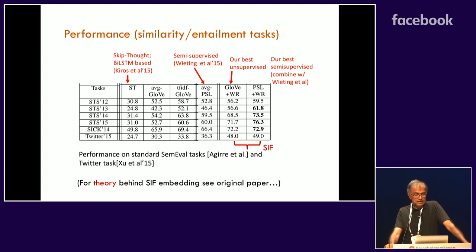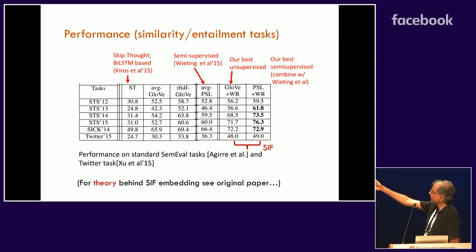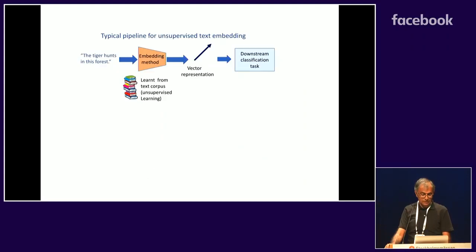On sentence similarity and entailment tasks, skip-thought is on the left, which is a very well-regarded LSTM method, and even the average of word vectors does quite a bit better, and weighted combinations do much better, and our best unsupervised is even better. And then if you combine with the Wieting et al. technique, the semi-supervised one, where you train a little bit with the paraphrase data set, then you get really state-of-the-art performance. By the way, there's some theory behind the SIF embedding, but you should see the original paper.